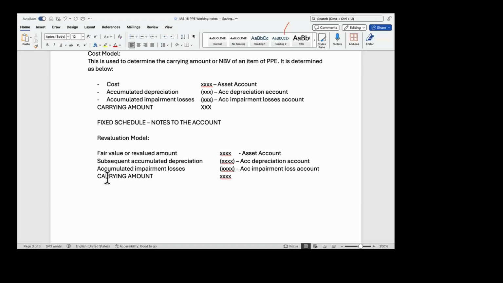Again, this carrying amount is not determined in your asset account. No, it is determined from a fixed asset schedule, just like I've explained up there. It's determined from a fixed asset schedule. And this is exactly what you do in that fixed asset schedule. You just do this. Of course, we will still solve a few questions in that respect.